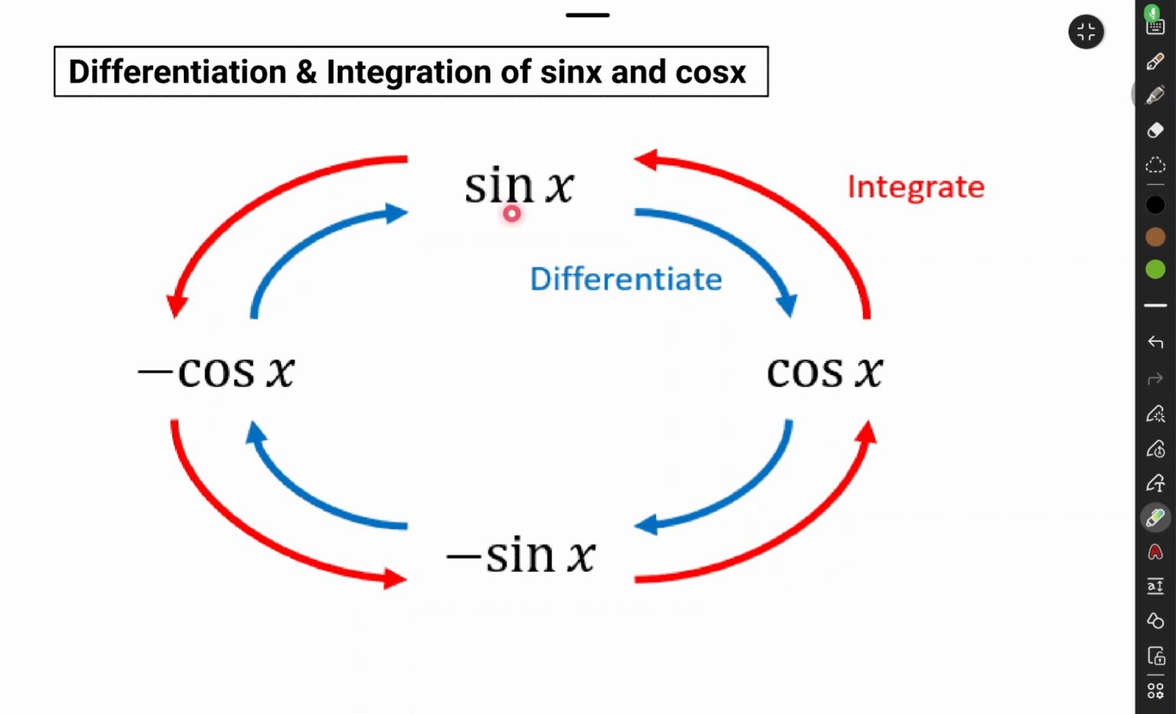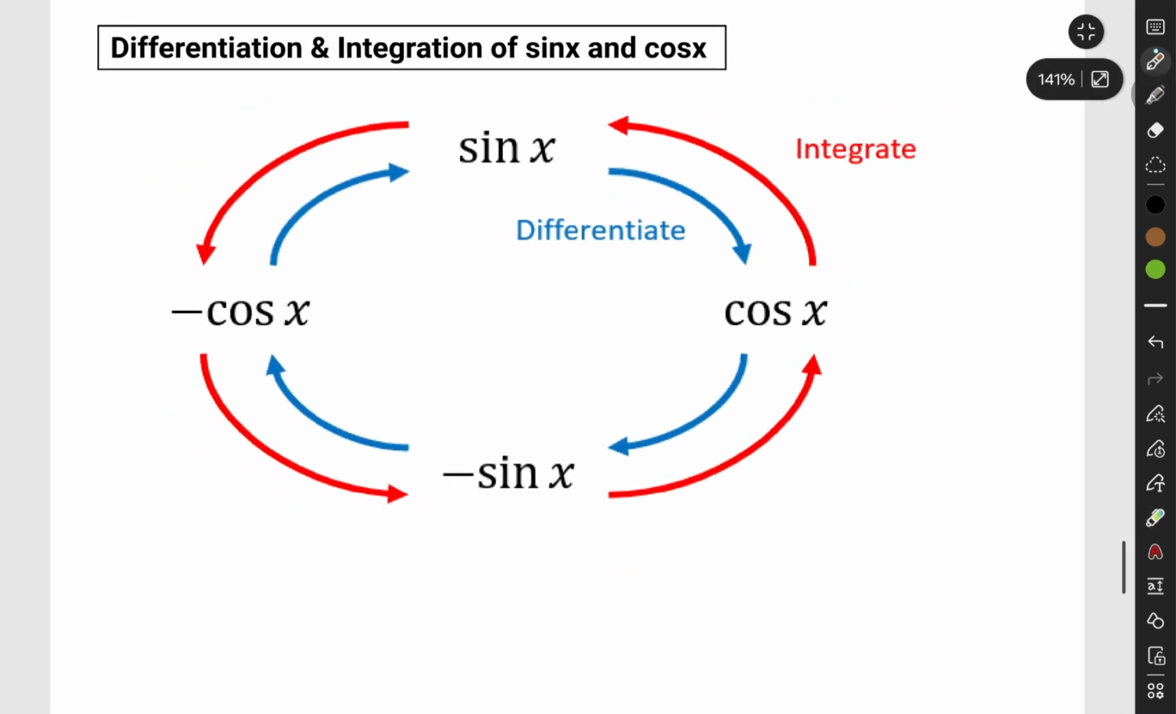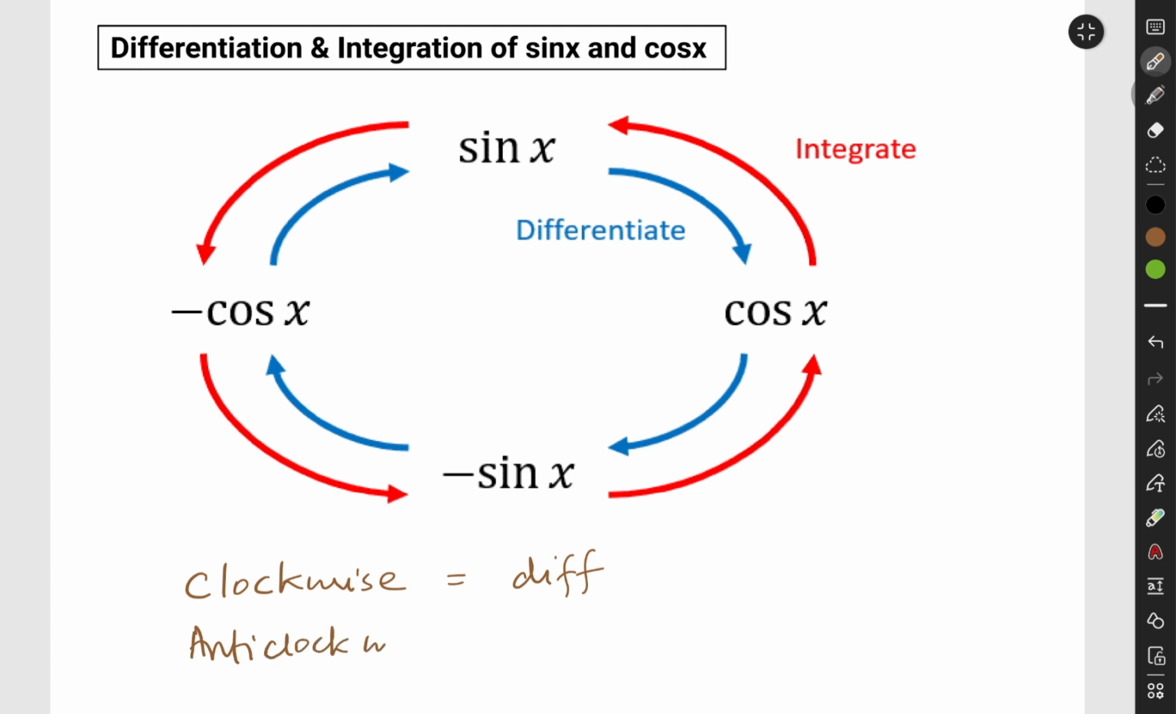Okay, so we've got a table here. So you're going to put sine x here, minus sine x here, minus cos x here, and cos x here, right? Now, going clockwise equals differentiation. Going anti-clockwise is going to be integration. Okay, so clockwise, differentiation, and then going anti-clockwise is integration, right?